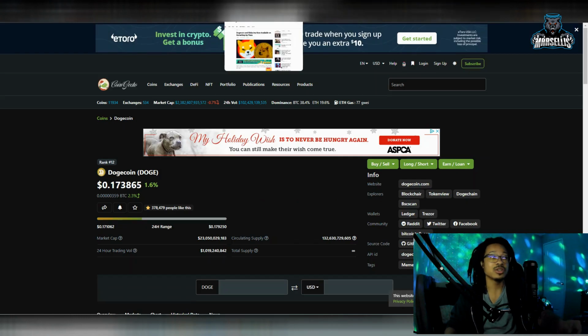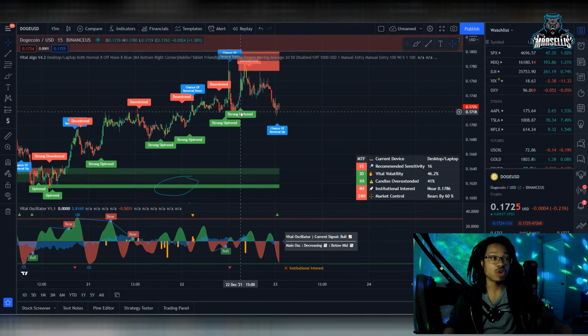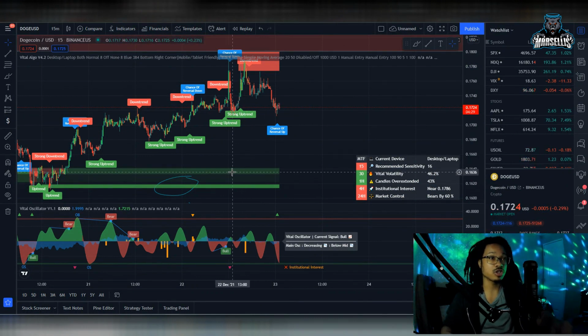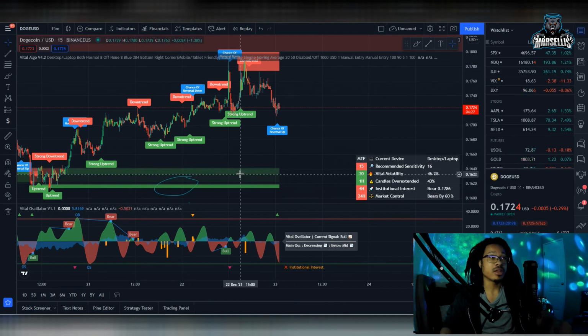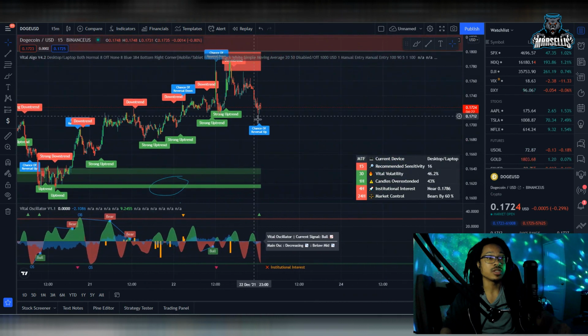Remember, I'm not a financial advisor. None of this is financial advice, but I definitely believe this is a bull trap 100%. So right now, we are slowly but surely trickling down to this area down here of our supply and demand of 16 cents. So we're eventually going to reach that level.